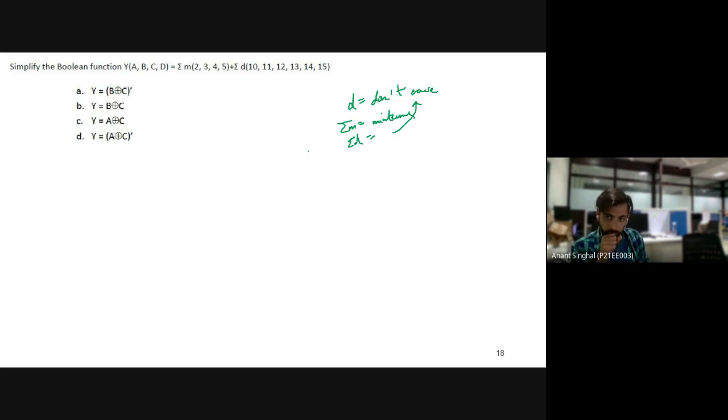Okay, someone is getting B. I will check. Let's wait for one or two more answers. Anyone else who's getting any answer? Yeah, someone has raised a hand. Is there any doubt or are you getting any answer? You can type your answer.